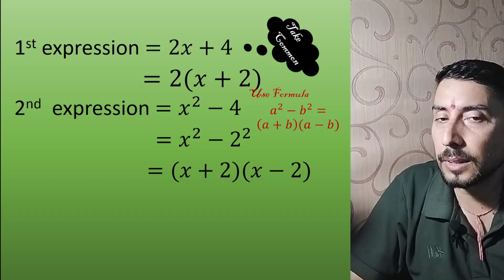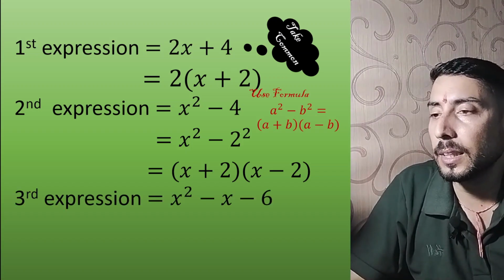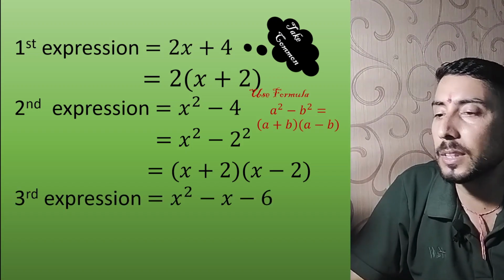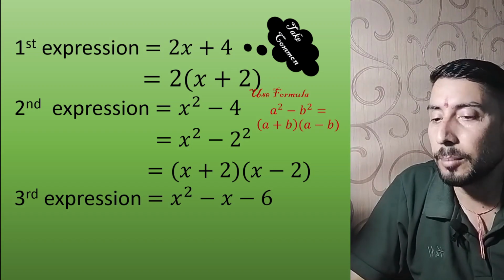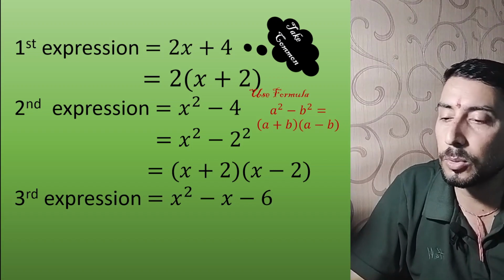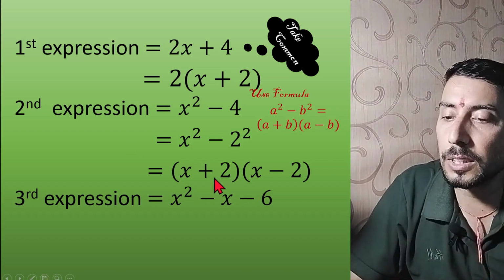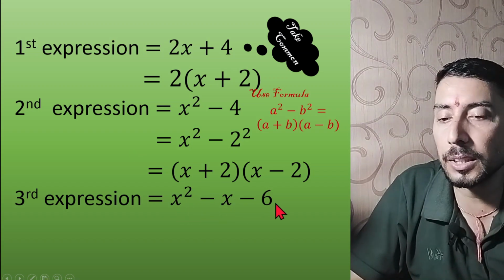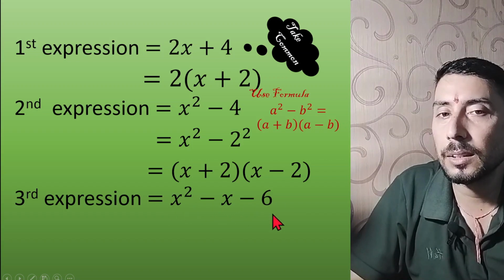Now let's go towards the third expression. In your question, if there are only two expressions, then you do the two expressions and find the common factor. But if there are three expressions, then obviously we have to go towards the third expression as well. If you go to the third expression, again you think in the same way. First of all, you search for the common. Is there anything common?